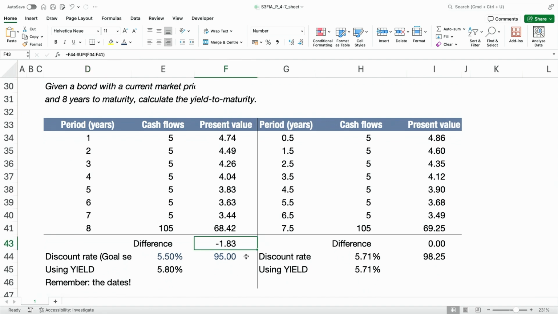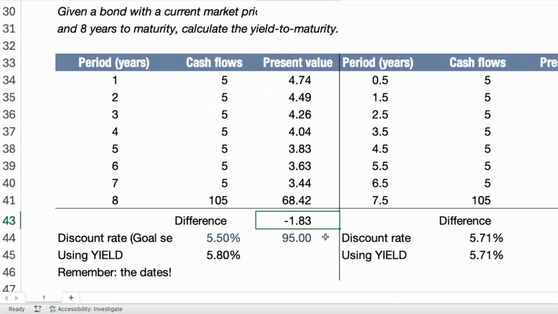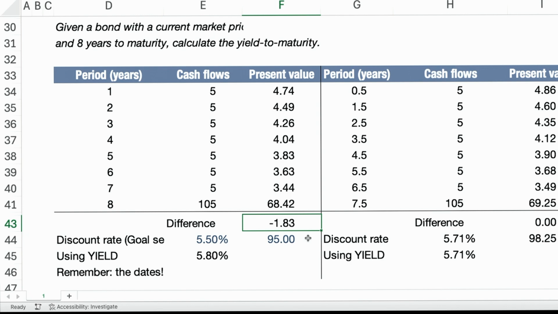We discount them all to present value using an arbitrary discount rate. In this case, I use 5.5%, because, as we've just noted, its yield to maturity must be higher than 5%. But for the computation carried out by GoalSeek, any number would do. We've already set up the equation that sums all cash flows in present value, and the difference between this sum and the bond price provided, that is 95, must be approximately 0.